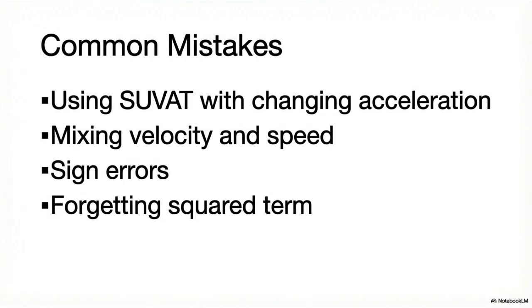Let's take a moment to review some common mistakes that often come up. One is using SUVAT equations when acceleration isn't constant. That can lead to incorrect results because those equations assume uniform acceleration. Another frequent error is mixing up velocity with speed. Velocity includes direction, while speed does not, so confusing the two can change the outcome.